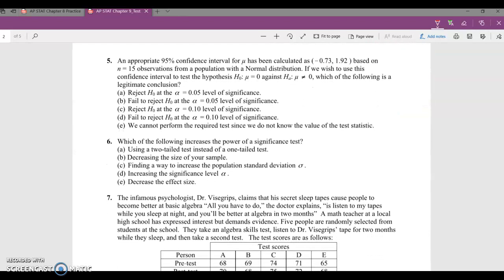An appropriate 95% confidence interval for mu has been calculated, based on n equals 15 observations from a population with a normal distribution. So the population is normal. That satisfies the normality condition for us. If we wish to use this confidence interval to test the hypothesis mu equals 0 versus mu is not 0, which of the following is a legitimate conclusion? Now notice 0 is contained in the interval. We've got a 95% confidence interval, so that coincides with a 5% significance level. So I would fail to reject. It's in there, so why would I reject? I'd fail to reject at the 5% significance level.